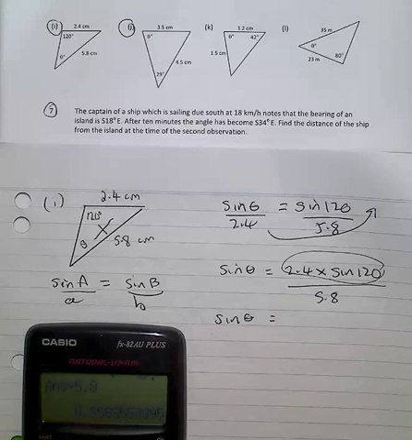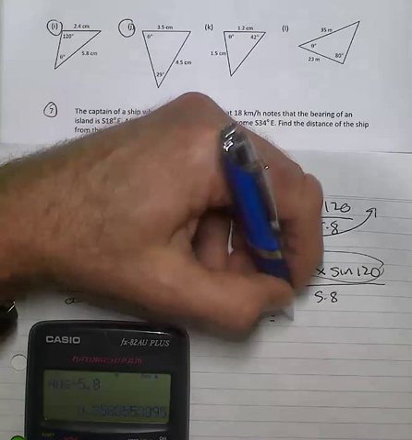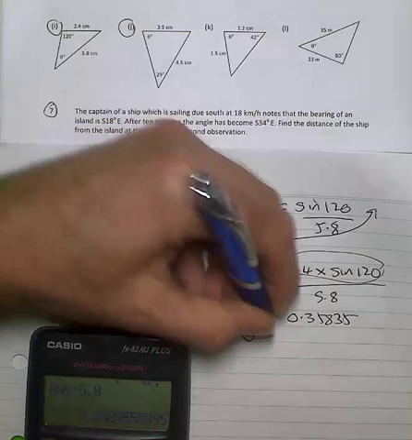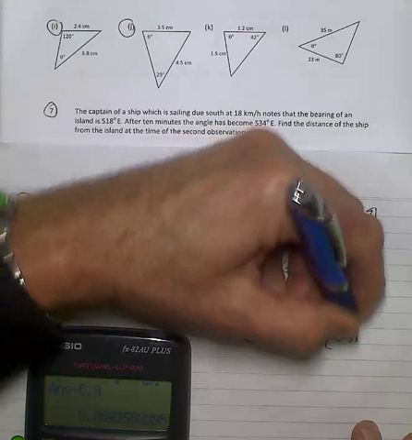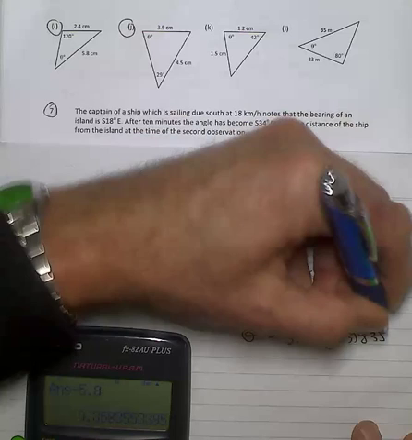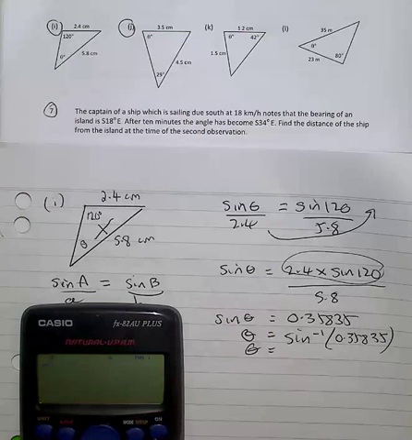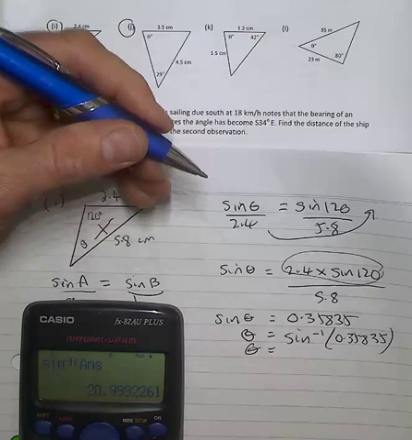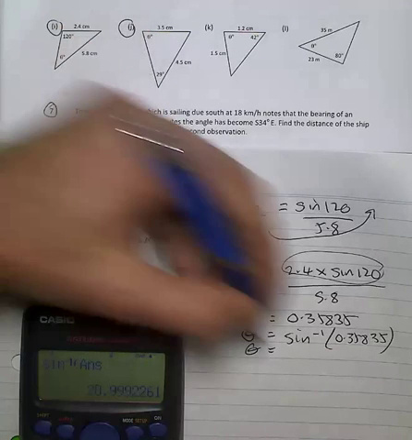Now you'd expect a number. You must always get a number between 0 and 1. So I use the sine to the minus 1 function. Shift sine. And that gives me 20.99 degrees, which is very, very close indeed to 21 degrees.